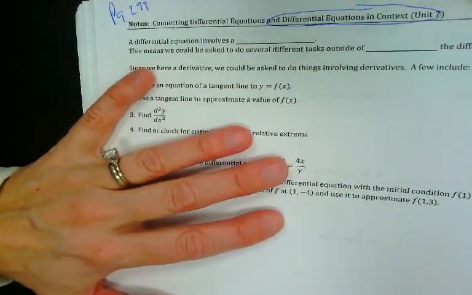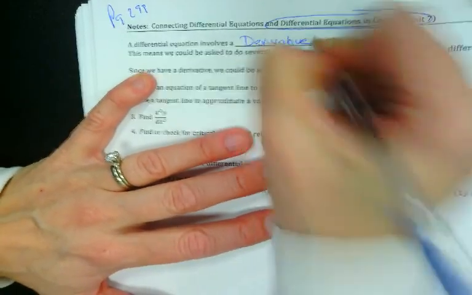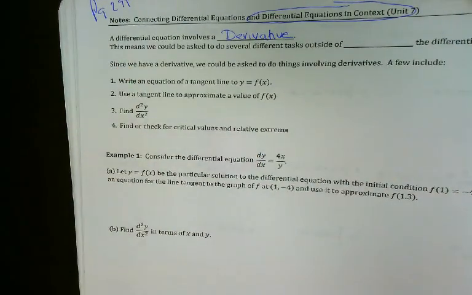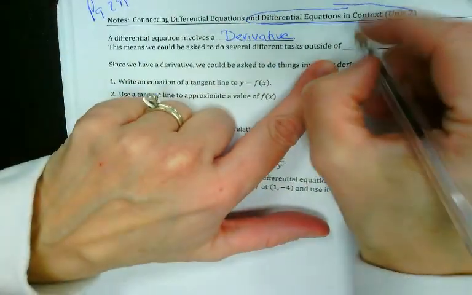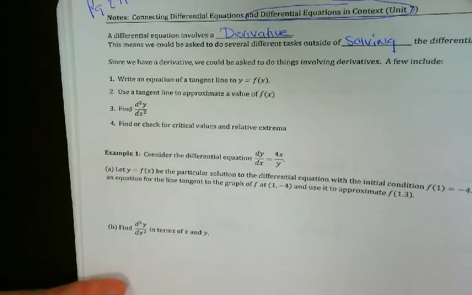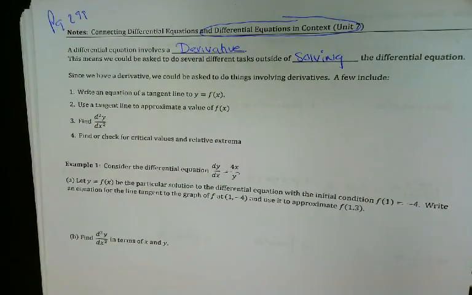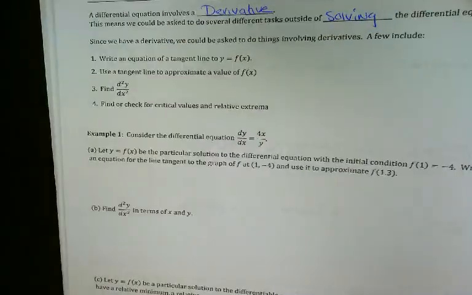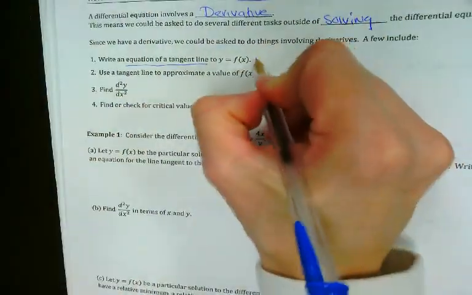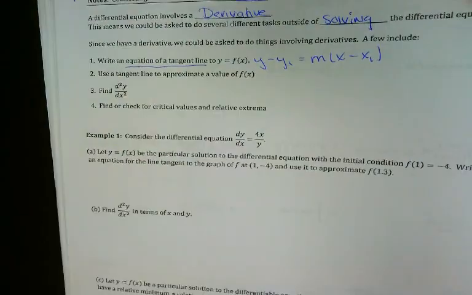Okay, so a differential equation obviously involves a derivative. And this means we could be asked to do several tasks outside of solving the differential equation. Okay, so now some of those include, so we'll talk about solving them in the next few days, but here are other things we should be able to do with them. Write the equation of a tangent line. So I think we're pretty comfortable with that. Y minus y1 equals m times x minus x1.